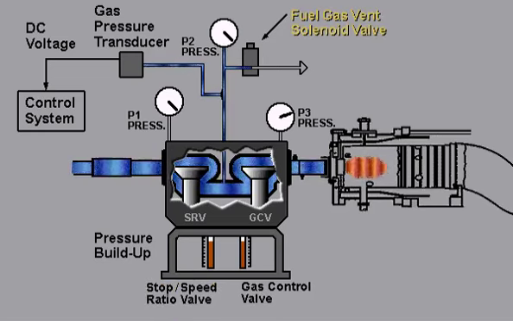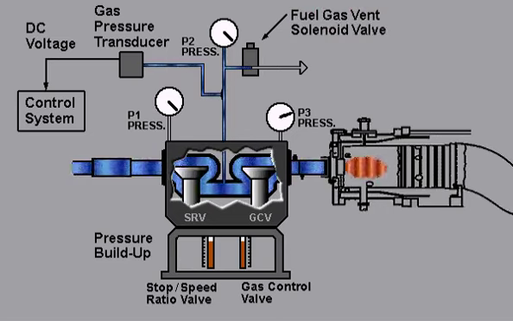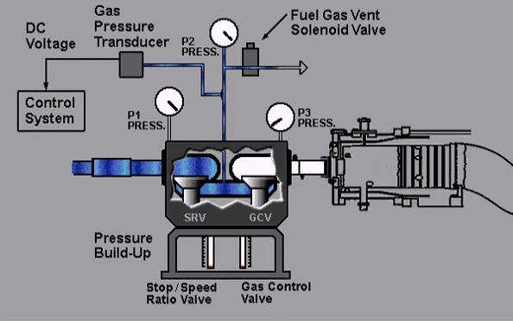The fuel gas vent solenoid valve vents the volume between the stop-speed ratio valve and the gas control valve when the solenoid is de-energized. This valve is closed during operation. When it is open, it ensures that during the shutdown period, fuel gas pressure will not build up between the stop-speed ratio valve and that no fuel gas will leak past the closed gas control valve.